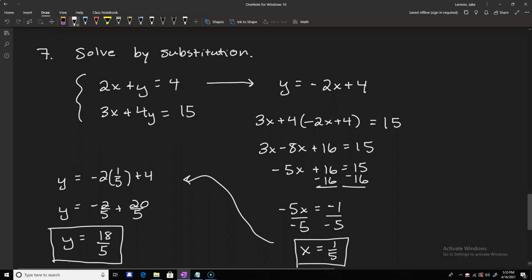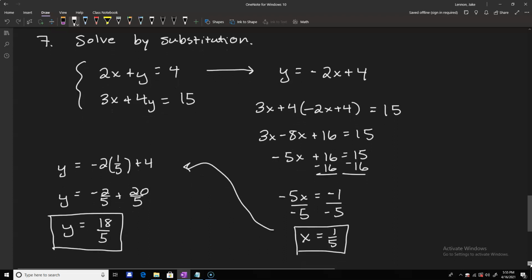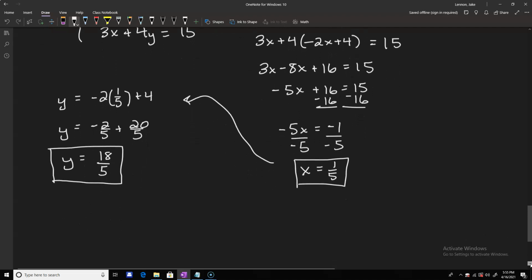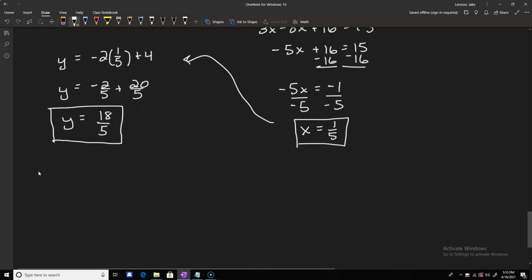Most likely, yours probably won't have fractions, but I just kind of made up the numbers. So it's less likely you're going to get a nice answer when you just kind of pick them at random.